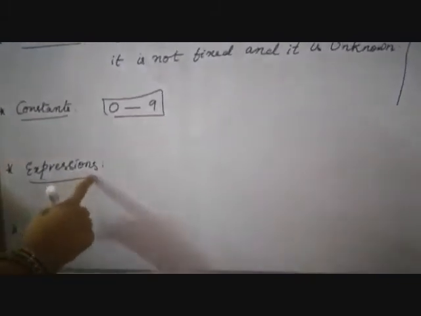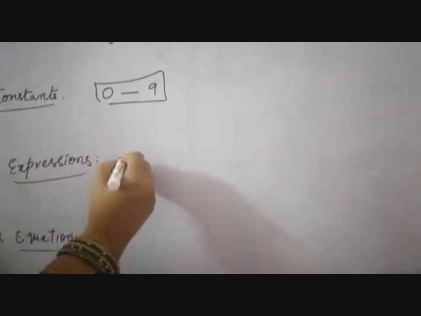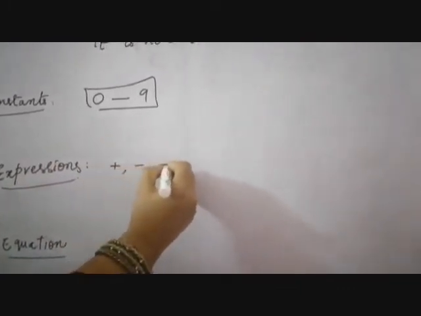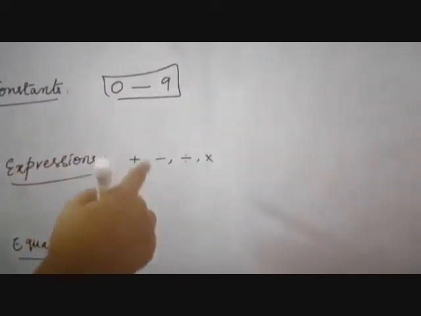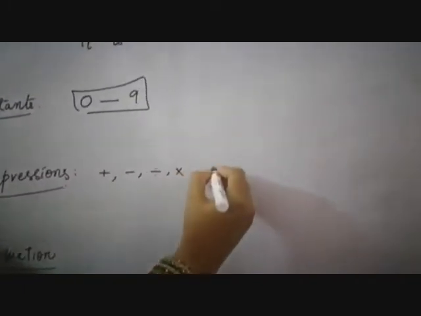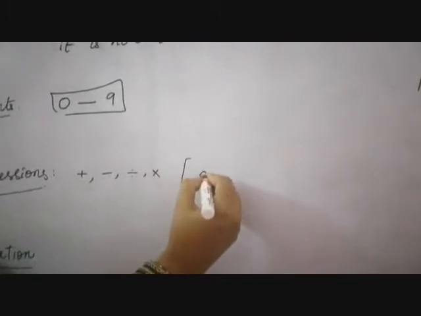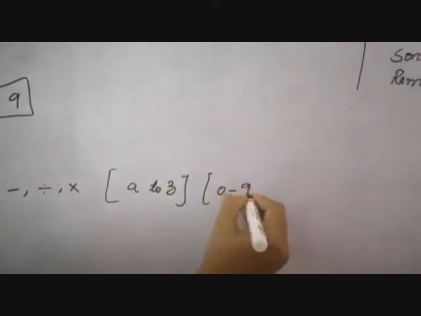What is an expression, children? Expressions are formed by performing 4 fundamental operations with the variables and constants. What are the 4 fundamental operations? Just now I said plus, minus, divide, multiplication sign. What are variables? A to Z. And what are constants? 0 to 9. Any number you can use.